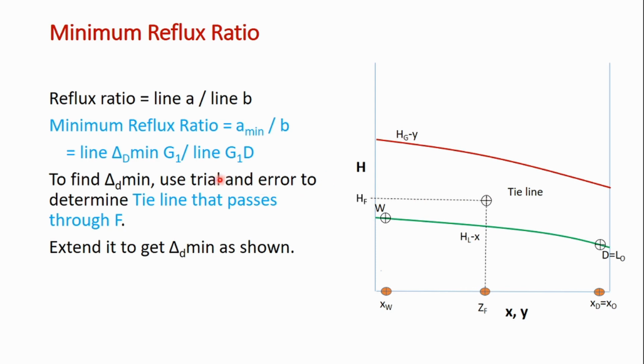We have to use the trial and error method here, because we do not actually know which tie line is going to pass through this feed point. This is the feed point. Somehow we have to draw a tie line that will contain the feed point. From the equilibrium plot, you get different values of y and x, and for what value of y and x the line drawn passes through this feed point. That is the tie line that will give us the delta D minimum. So extend that tie line to get delta D minimum.